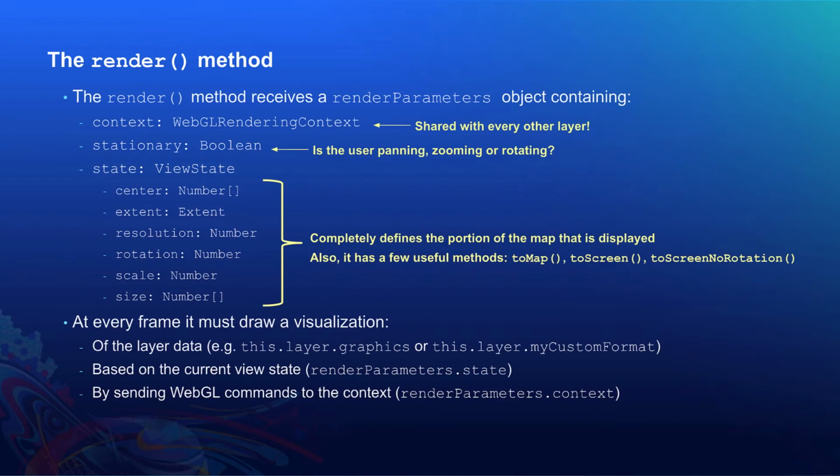The render method is where actual rendering happens. It is called every frame. The render method receives a render parameter object containing the WebGL context, a stationary flag that tells whether the user is panning, zooming, or rotating, and a view state that completely defines the portion of the map that is displayed. At every frame, it must render the layer data based on the current view state by sending WebGL commands to the context.